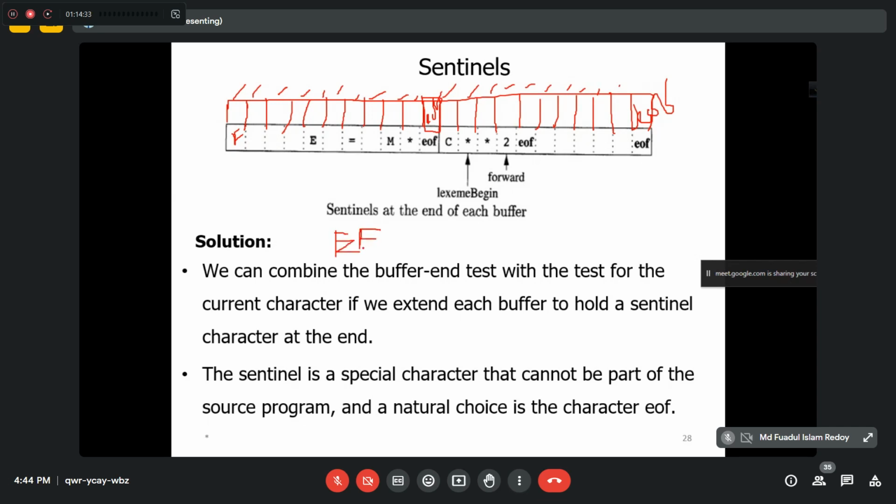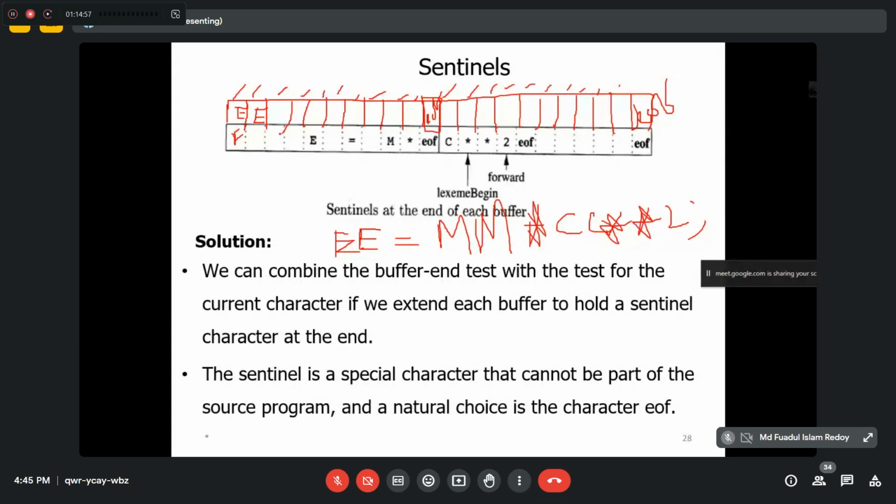Suppose my statement is E = M * C square. Suppose this is my statement, and the last like this one. Then at first E, then again E.